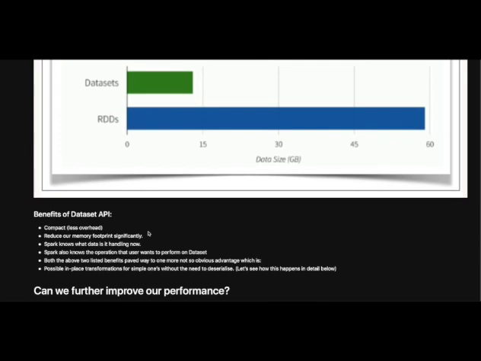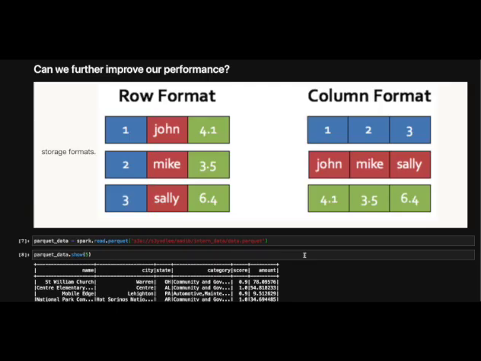Datasets APIs have a lot of benefits, like we mentioned earlier. They are more compact, and they reduce the memory footprint. Now Spark knows what kind of data it is expecting in each column, so it can optimize based on that.